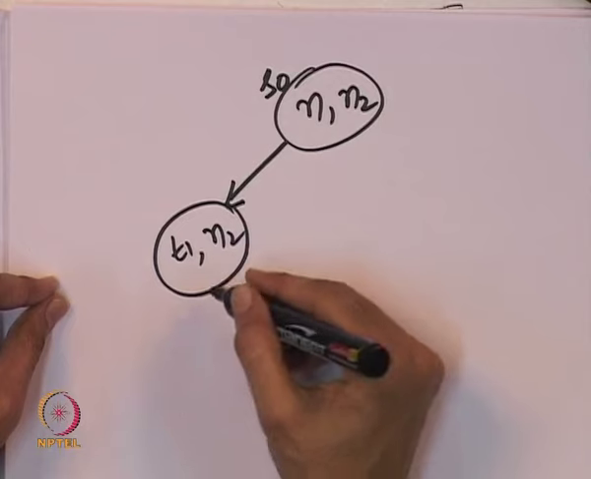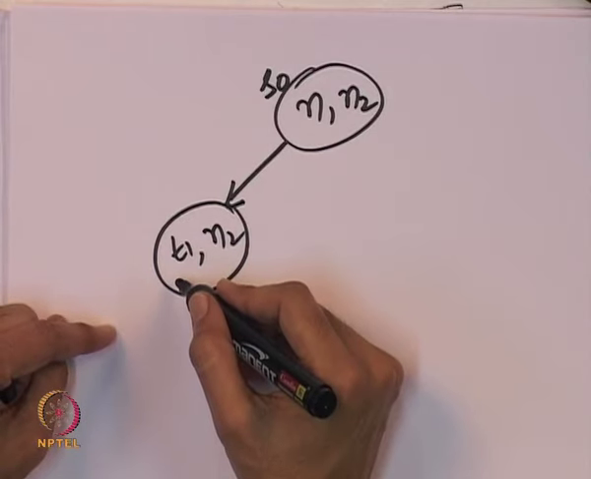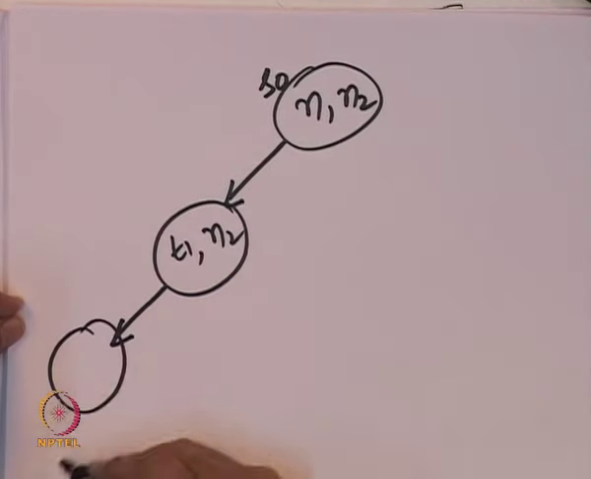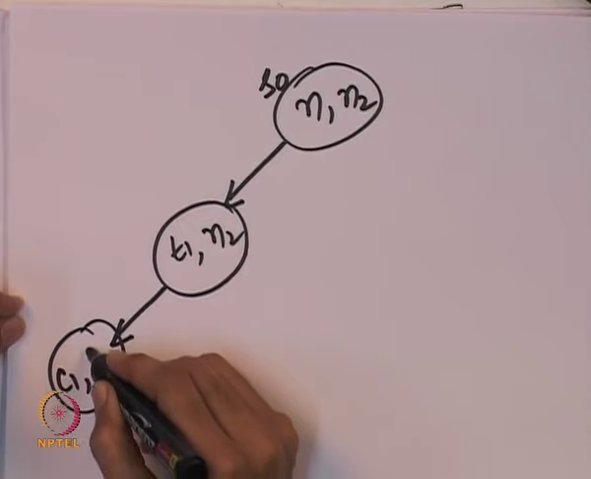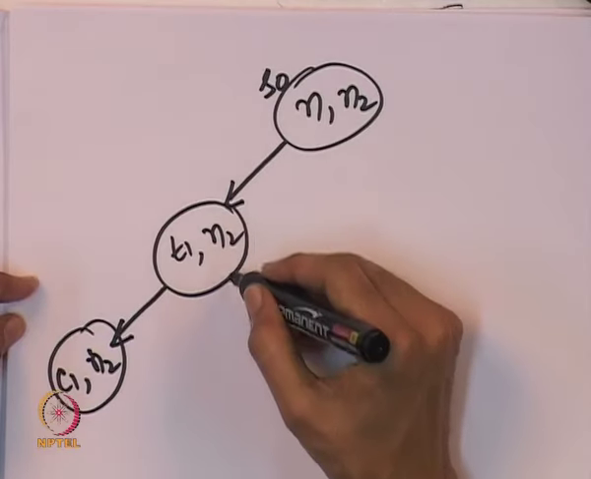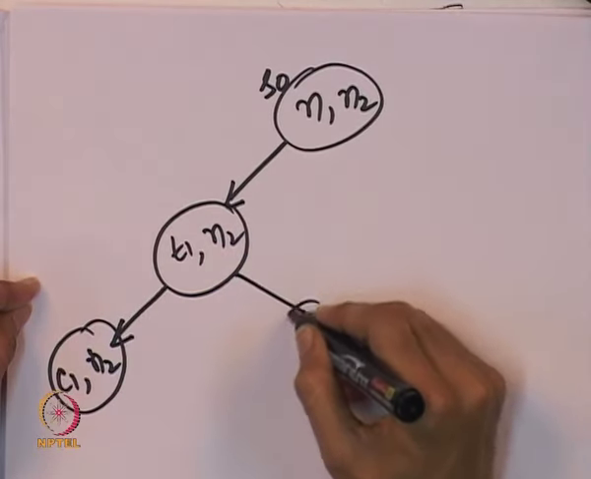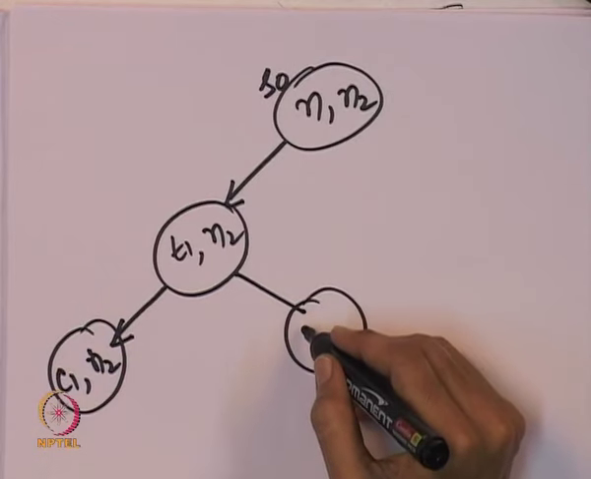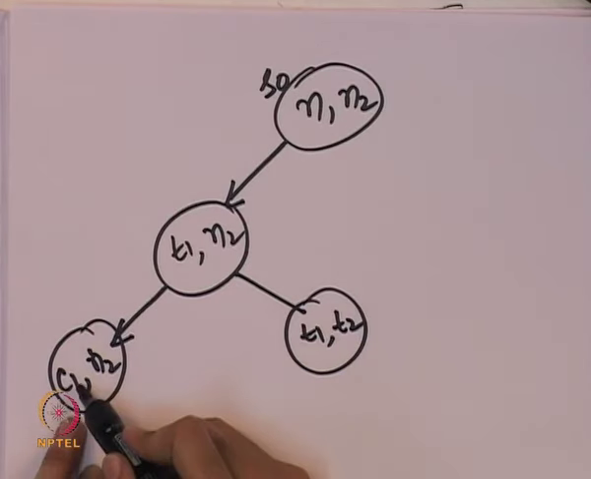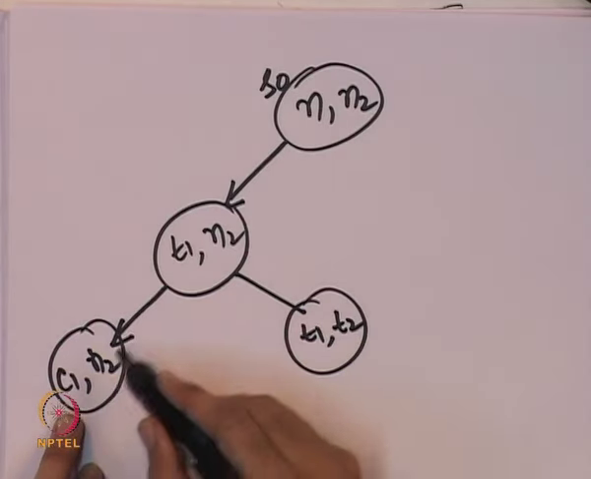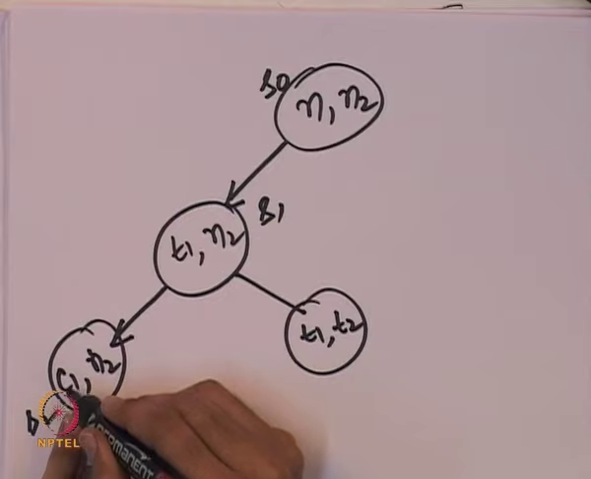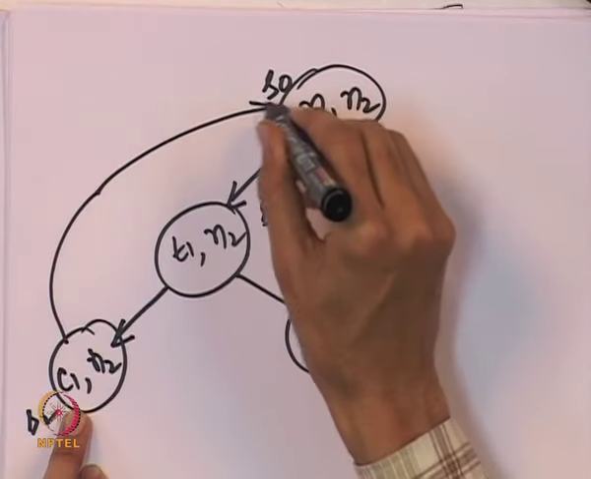After that, what will happen? Now either process P1 will get access. If it gets access, it will go to state C1 with T2, meaning process P2 is not trying, or process P2 may also start to try. Then it will go to state T1 T2. Let us come back to process P1 which gets the access. So this was S1, this is S2. Once it completes, it goes back to the initial state.